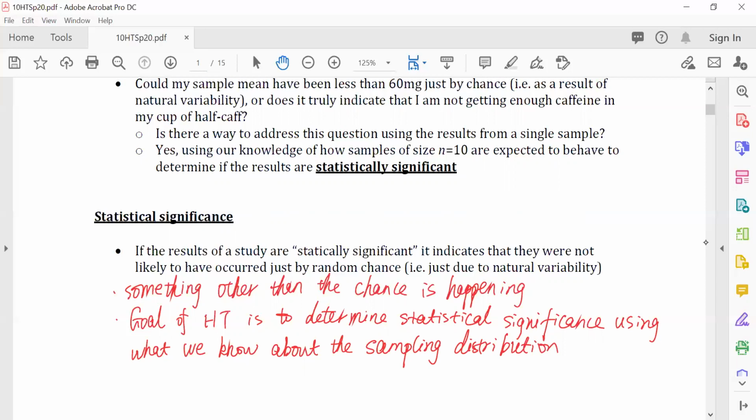Okay. In your Moodle, I also shared a PowerPoint. So if you want to take a look at it, that is a funny explanation of what statistical significance is.